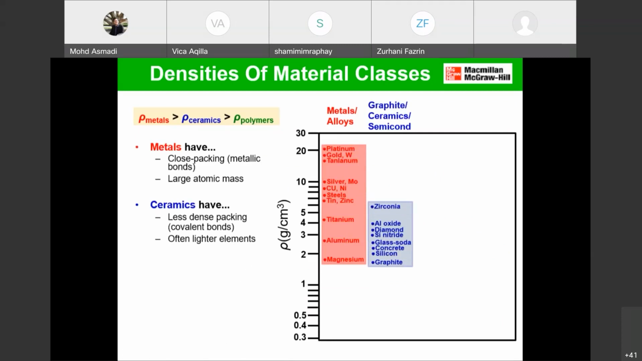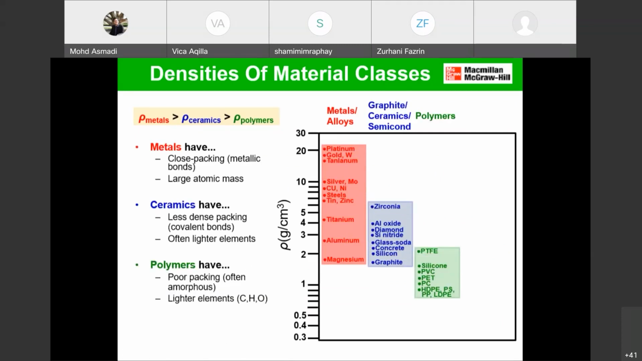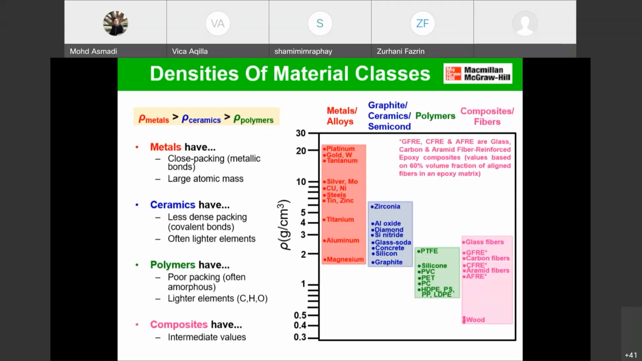Ceramic has less packing, right? And then polymer, like PTFE, silicone, PVC, PE, PET, all that polymer. And composite is intermediate, just intermediate between ceramic and polymer. And wood actually contains a crystalline and non-crystalline, or amorphous, structure.